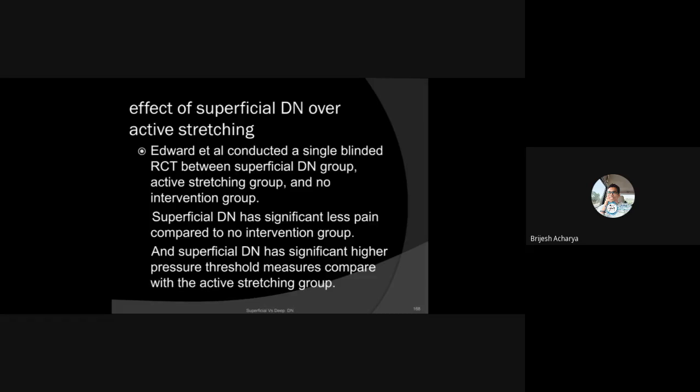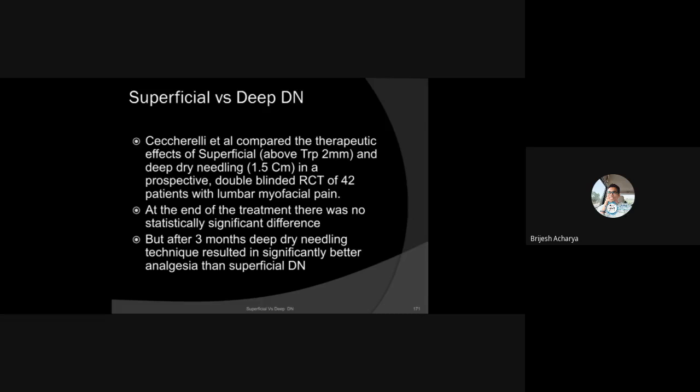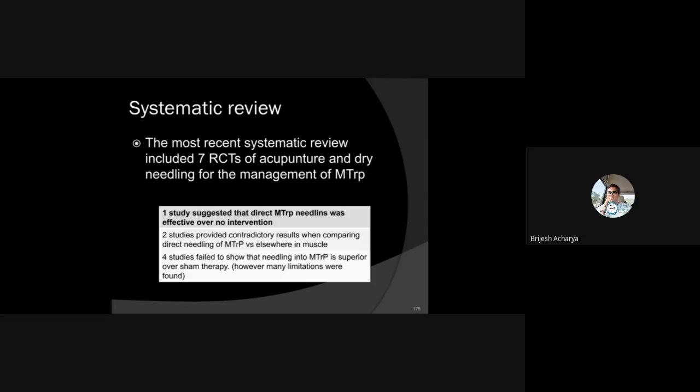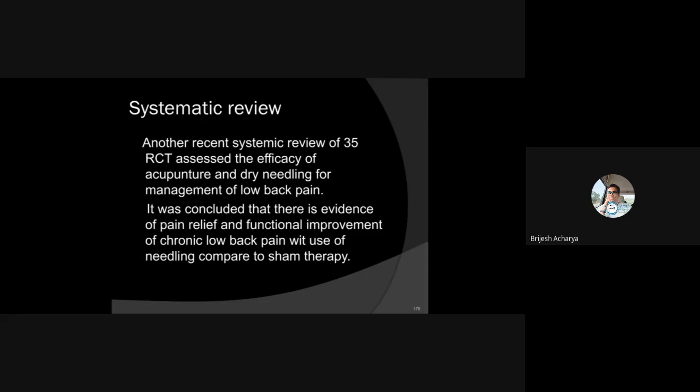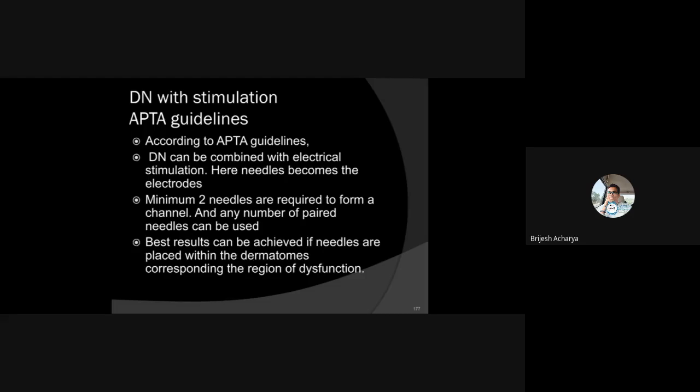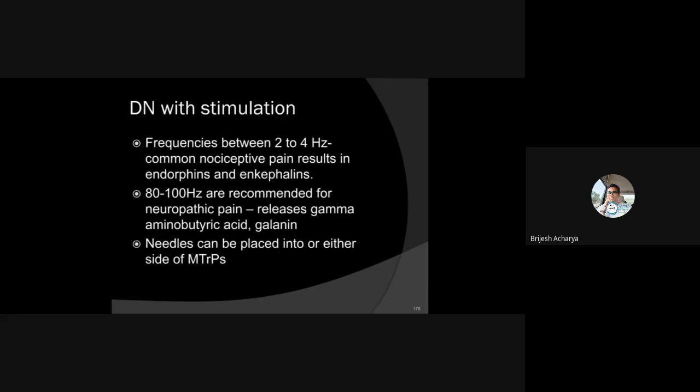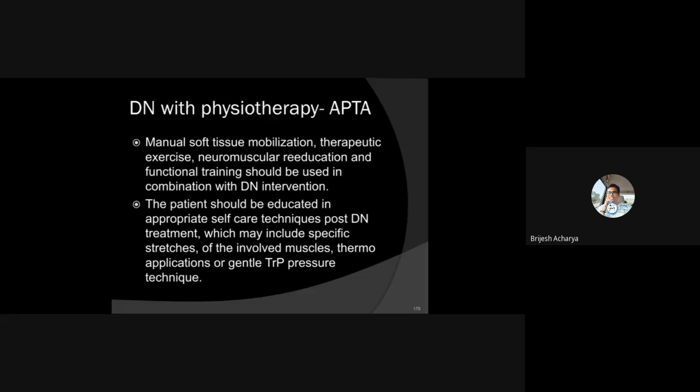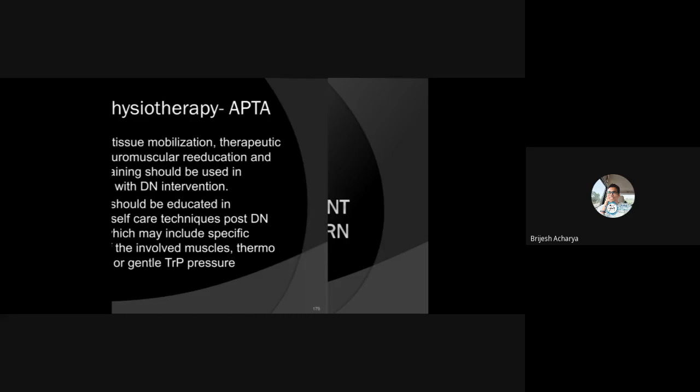Now these are some of the references which you may read later on. These are the systematic reviews available for dry needling. This is the APTA guideline, that what frequency you should give the dry needling, how you should stimulate, for how many minutes, number of times, everything is given, and you can read it from the book. We can give the stimulation where crocodile electrodes are used. We put two needles, and these two needles are acting as the electrode. You can do it. This is the APTA guideline for dry needling.